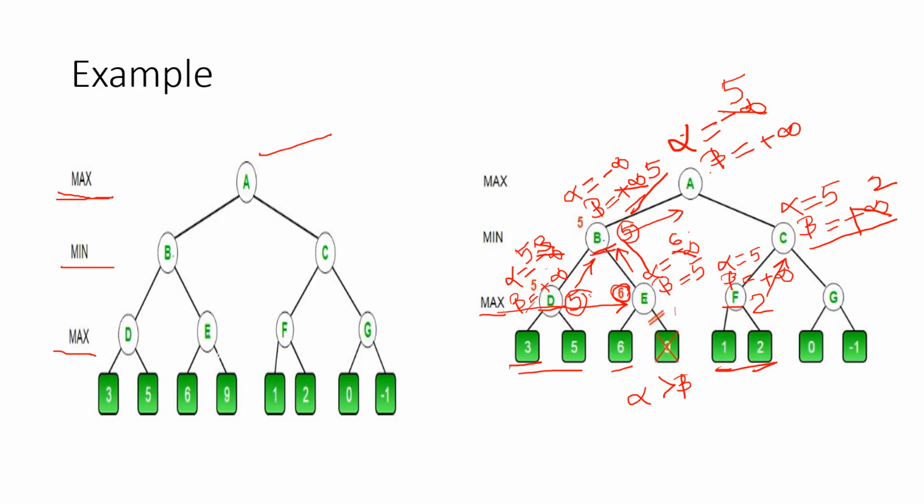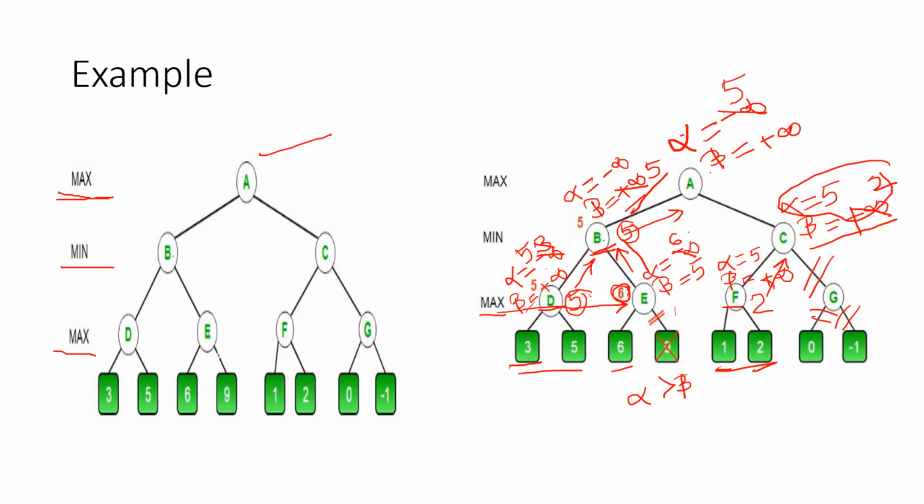Then here 5 or 2. So here you can see alpha is greater than beta. So the successor of C, that means that subtree, will be pruned. So we will not consider all these nodes. So here we can see that we will not consider this right path.